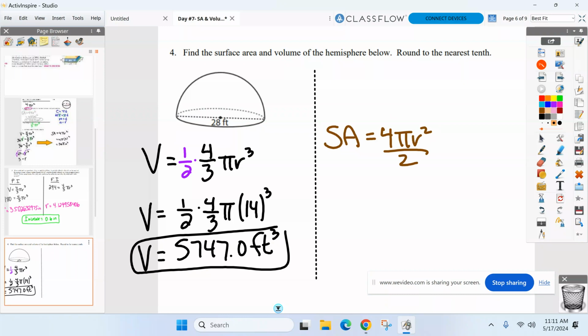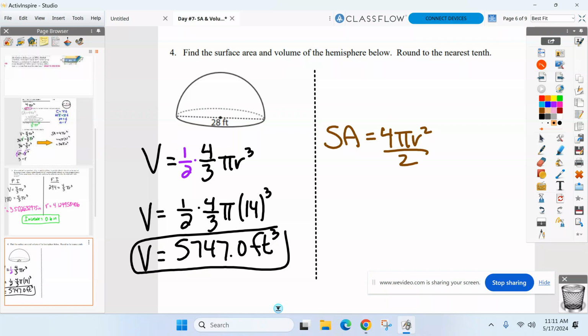Definition of surface area again? Everything on the outside, right? Everything on the outside. Well, here's the problem. That 4 pi r squared divided by 2 just finds this dome part here. That's what you're finding right now. What do I still have to include that's on the outside? The bottom.